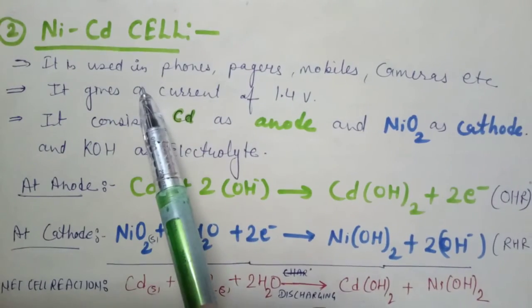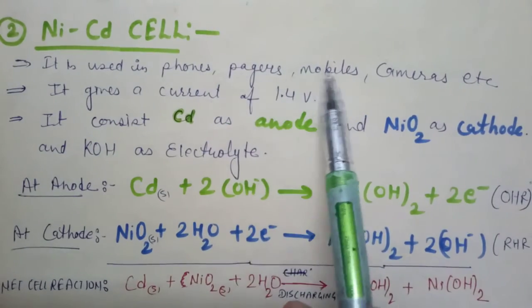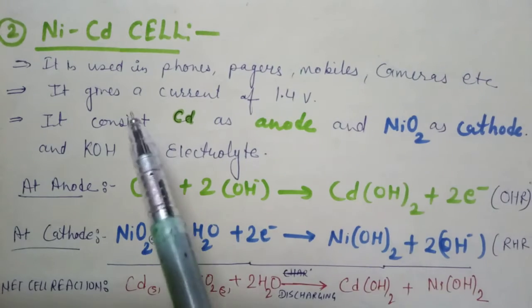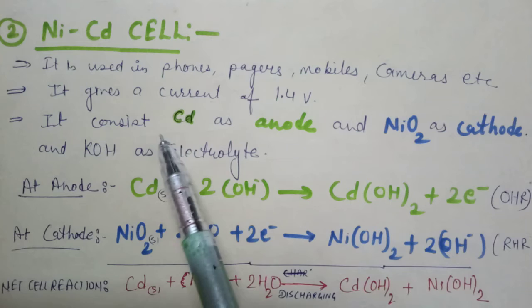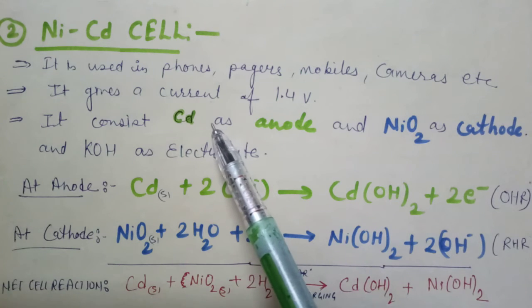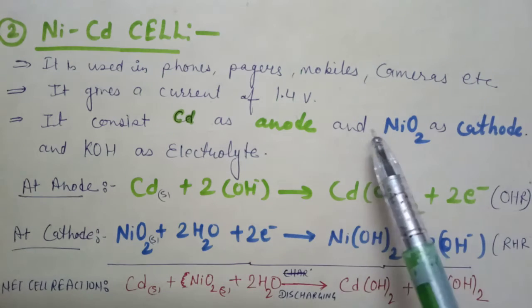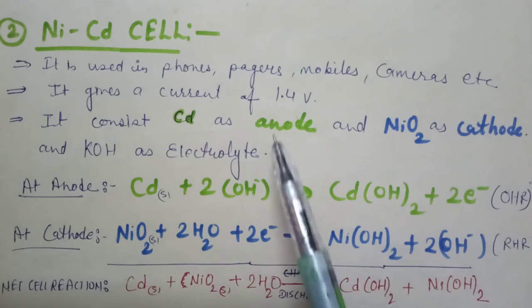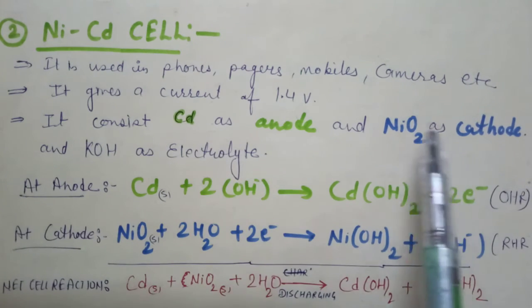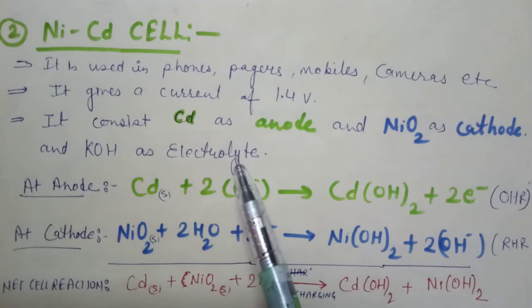It is used in phones, pagers, mobiles, cameras, etc. It gives a voltage of 1.4 volt. It consists of Cd container as anode, and NiO2 as cathode, and KOH as electrolyte. Anode Cd, cathode NiO2, and KOH electrolyte.